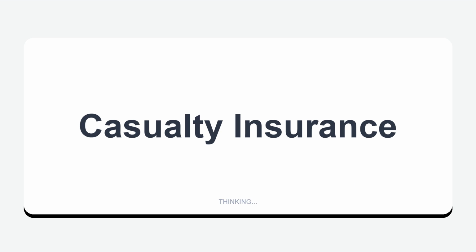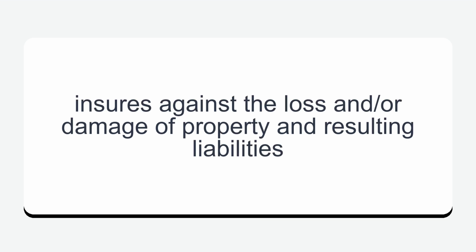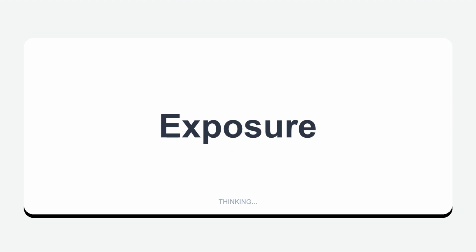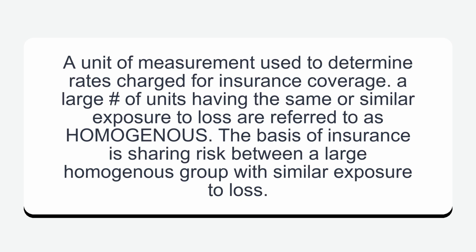Casualty insurance: insures against the loss and/or damage of property and resulting liabilities. Exposure: a unit of measurement used to determine rates charged for insurance coverage. A large number of units having the same or similar exposure to loss are referred to as homogeneous. The basis of insurance is sharing risk between a large homogeneous group with similar exposure to loss.